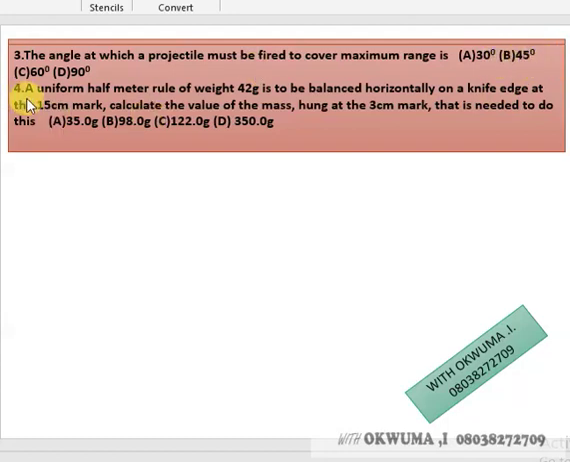Go over to question number 4. A uniform half-meter rule of weight 42 grams is to be balanced horizontally on a knife edge at the 15 centimeter mark. Calculate the value of the mass hung at the 3 cm mark that is needed to do this. A, 35.0 grams, B, 98.0 grams, C, 122.0 grams, and D, 350.0 grams. Now let's see.